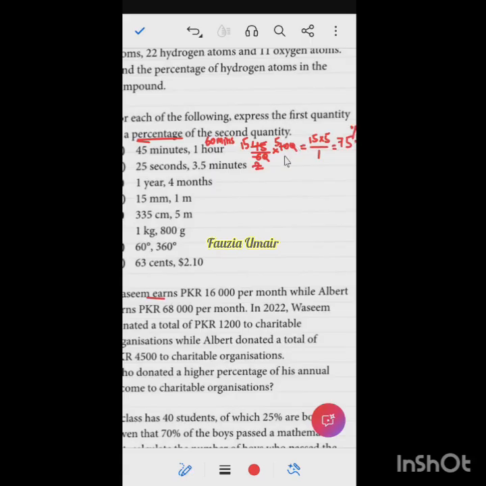When you are expressing the first quantity as a percent of other, the answers are in percentage. This makes sense also: if we talk about 1 hour, 45 minutes means we are talking about 3/4, so this is 75% of the whole 1 hour. Any question till this point? No, ma'am. All right, so let's do the second question.